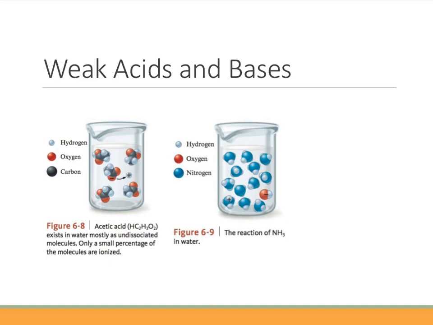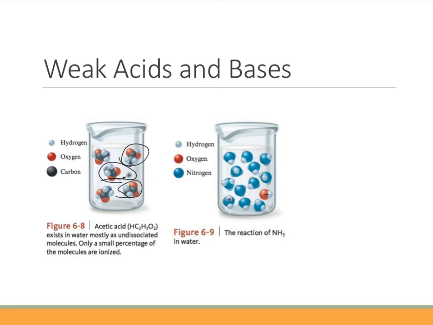So here we have acetic acid in figure 6-8. Acetic acid, or vinegar, exists mostly as the molecular form. Only a few molecules in every 100 molecules, I believe it is around 5 or 6% of those, are ionized. So most of them, 95% or so, stay as molecules. Therefore, acetic acid is a weak acid.